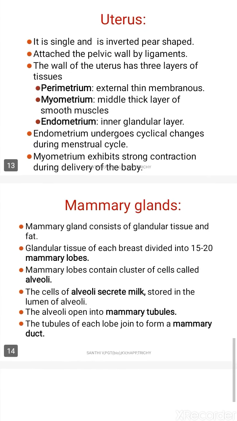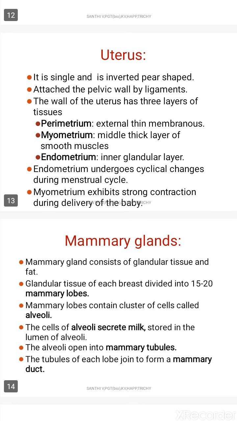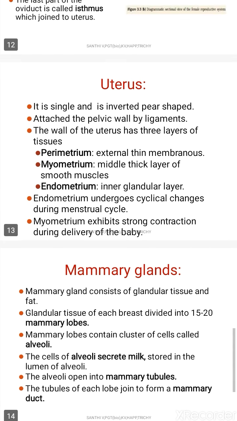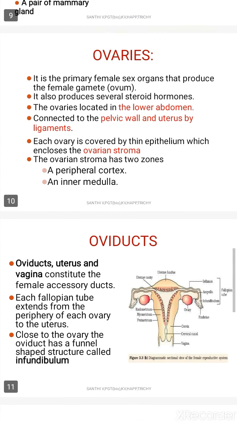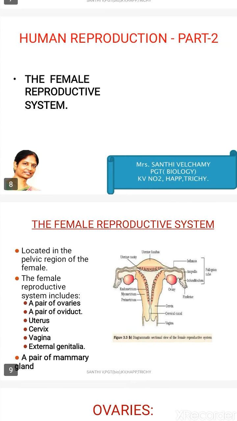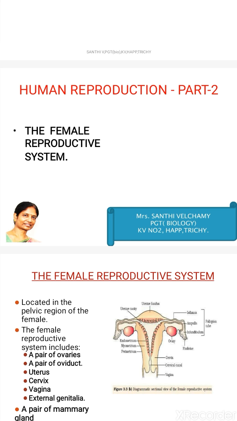Okay children, hope you have understood. So this is the concluding part of the female reproductive system. Tomorrow we will continue with the next portion. Okay, so here it is concluded.